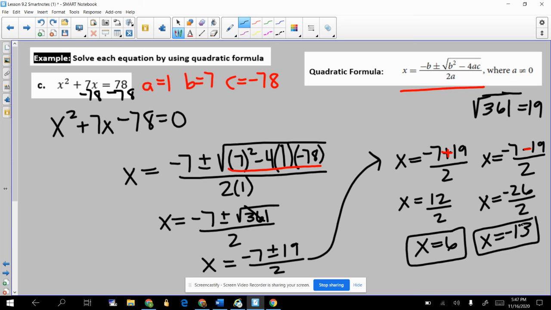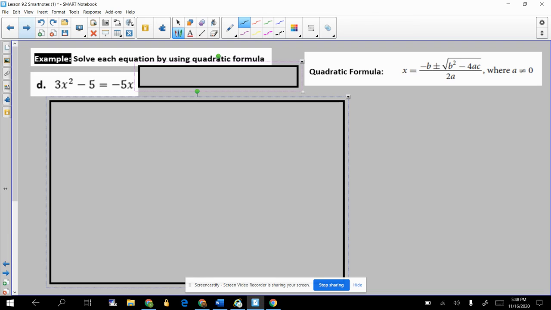So now this is when we actually get two solutions. It doesn't look as ugly as the other answers that we've gotten, but x equals 6 and x equals negative 13. Okay. All right, so those are different types of quadratic formula problems that you'll see. And then what I want you to do here is pause the video and try this last one on your own.